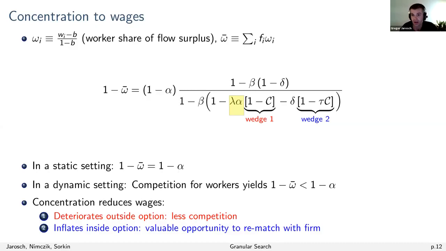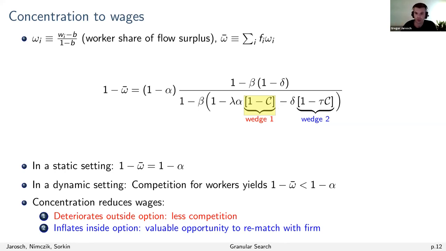Up to these two wedges that are marked in color, that's literally Postel-Vinay and Robin's section 2, the textbook equation for profits in a frictional setting. And now you can see how this extension, where you have these large players that don't compete with their own jobs, shows up as these two wedges.